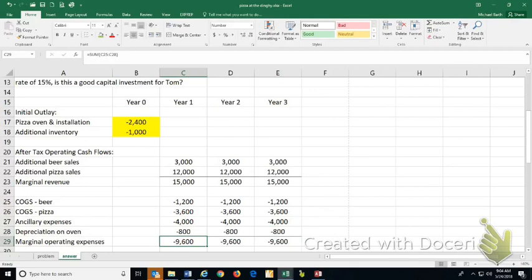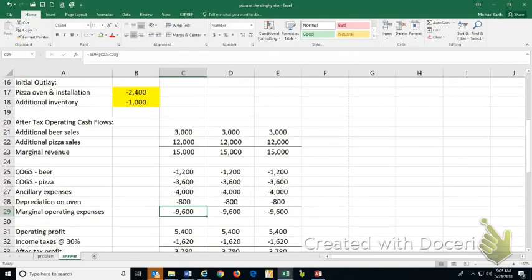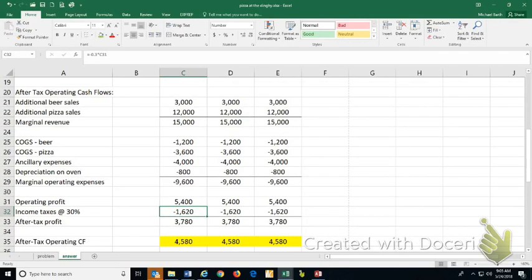Which means that the total marginal operating expenses are $1,200 plus $3,600, which will take you to $4,800. Plus another $4,000, that'll take you to $8,800. And when we add all the numbers together, which I've done here, the total comes to $9,600 a year. That's accounting numbers. So the operating profit, and you pay taxes on operating profit, if his tax rate's 30%, his operating profit just from adding the pizza oven and selling pizzas would be $5,400, which he'd pay an additional 30% of that as taxes, which means his after-tax profit is $3,780 per year.